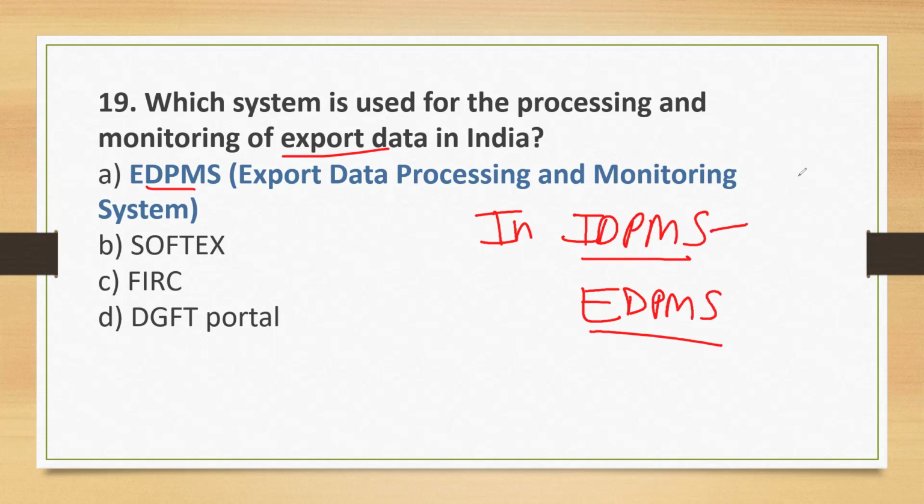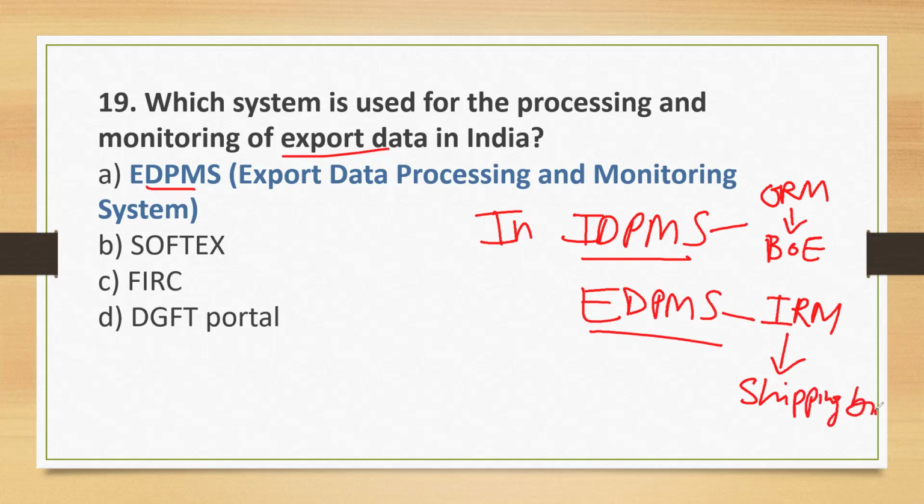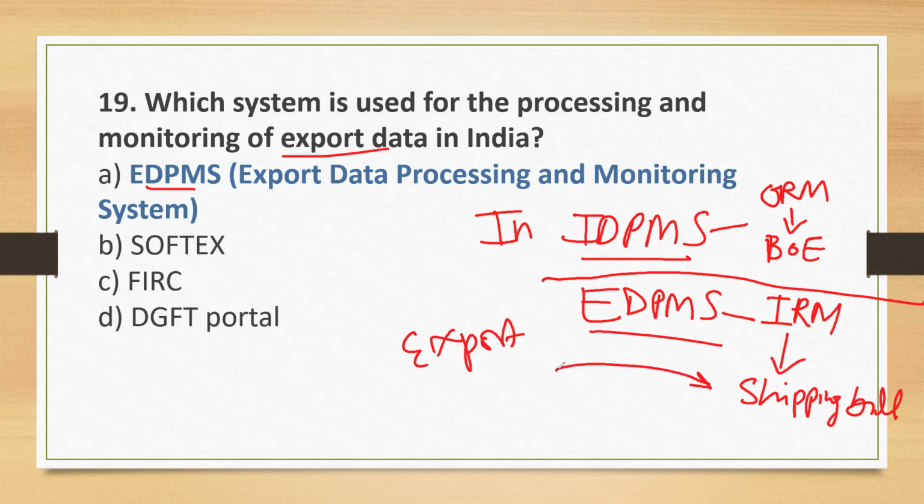In IDPMS, what will happen? Whatever money is sent abroad, which is called ORM, will be linked with the bill of entry. You have to remember this. And in EDPMS, whatever inward remittance we are receiving, IRM, advance payment, we have to link with the shipping bill. So this concept is very important. Whenever we are doing export, a shipping bill will be generated. When we are doing import, a bill of entry will be generated. You should remember this concept also. It will get you good marks if you remember it.